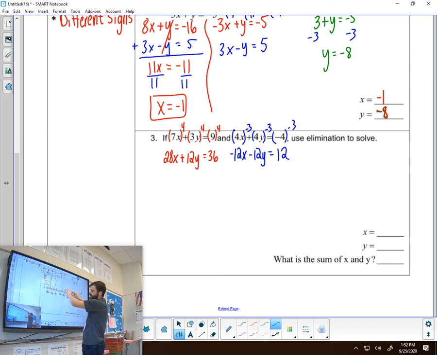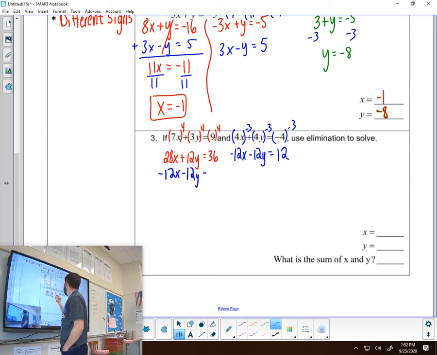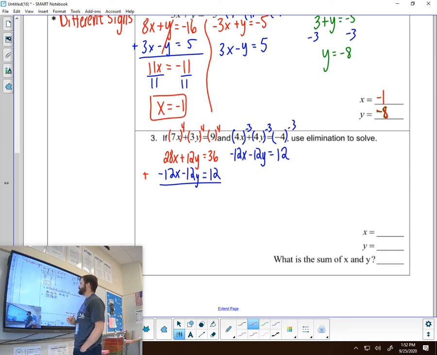So what I can do is I can take this, I can bring it over, and I know when I add, those two things are going to cancel out. So I'm going to rewrite it. I'm going to rewrite it negative 12x minus 12y equals positive 12. We can add 28x plus a negative 12x. It's going to be 16x. 12y minus 12y. Hey, look. We're in the clear there. And then 36 plus 12 is going to be 48.